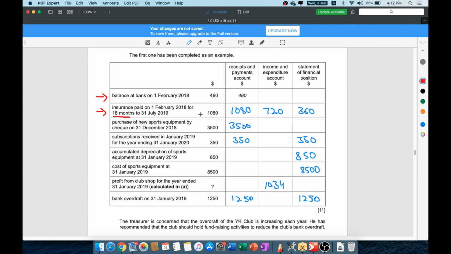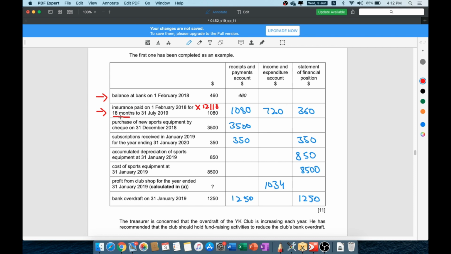So we're just going to calculate the 1 year charge by multiplying 1080 by 12 over 18, right? Which is for 12 months out of 18 months. So that gives us $720. And that is the insurance paid for this year.